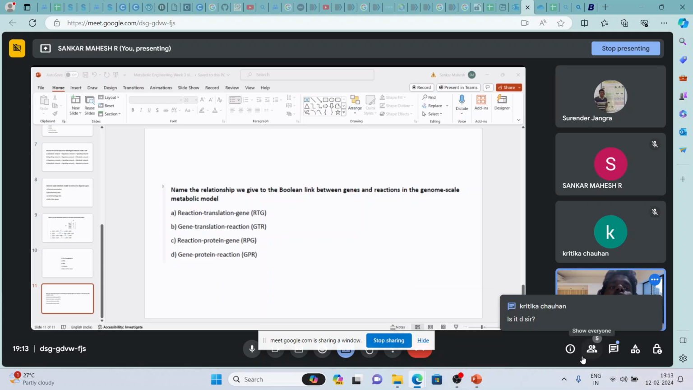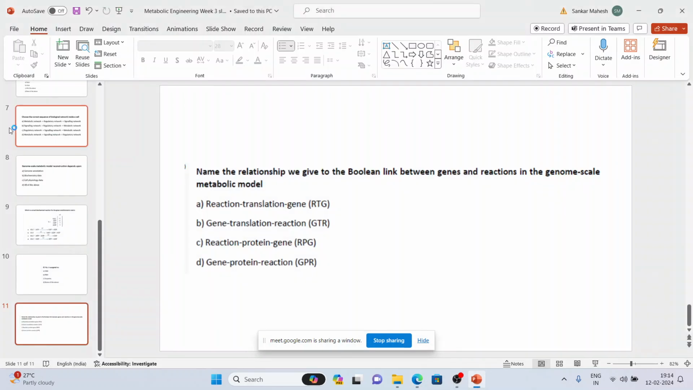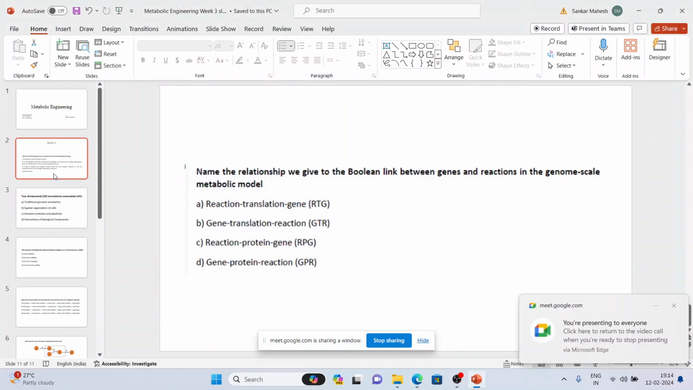Yeah, Kritika. The answer is D, gene protein reaction. Like we had discussed earlier, first from the genome sequence, we get annotations for genes. Then we try to get their functions, which leads to us annotating protein coding regions, forming the proteins that are involved in the biochemistry of the reaction that forms the reaction itself. So the relationship is called gene protein reaction. Now we'll go back to initial questions since we are done with the set of questions to be discussed for this week.